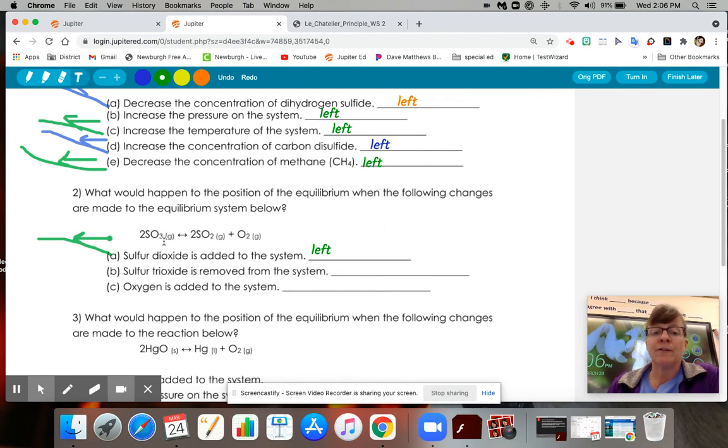Sulfur trioxide is removed from the system. Sulfur trioxide is here on the left. Removing it is like having less weight there. How's that going to change the balance? I'm removing something from that side. How's the scale going to tip? Well, if I'm removing something from that side, it's going to pop up. It's going to be lighter. And again, you're shifting to the left.